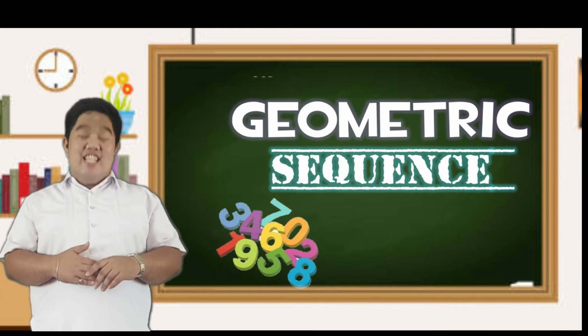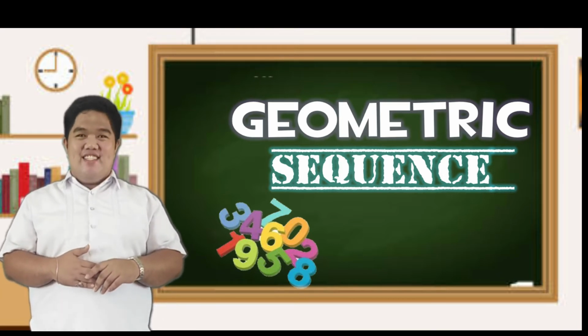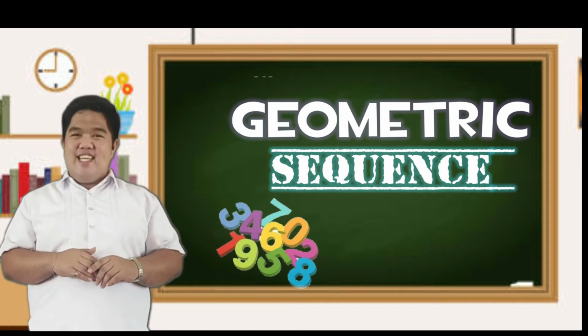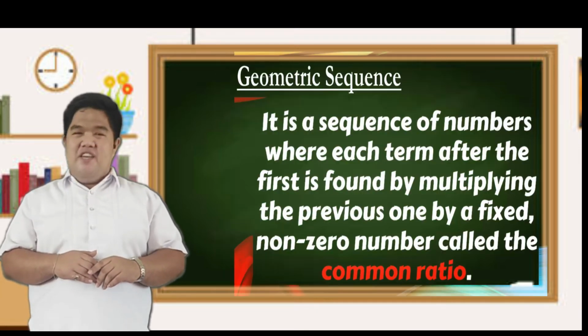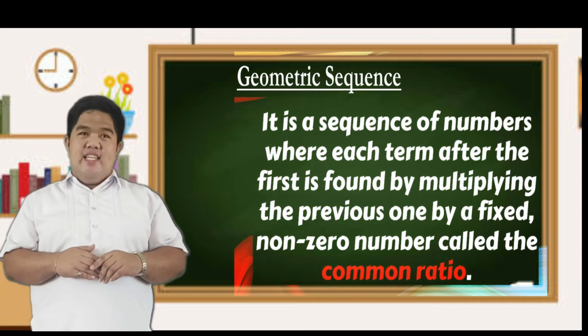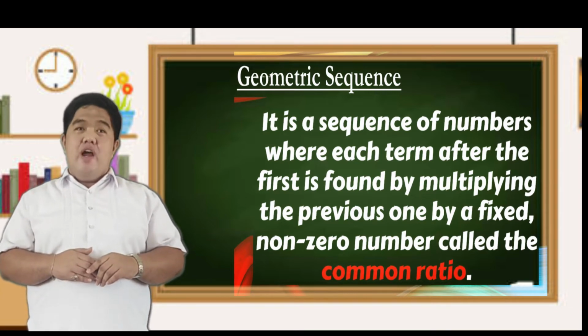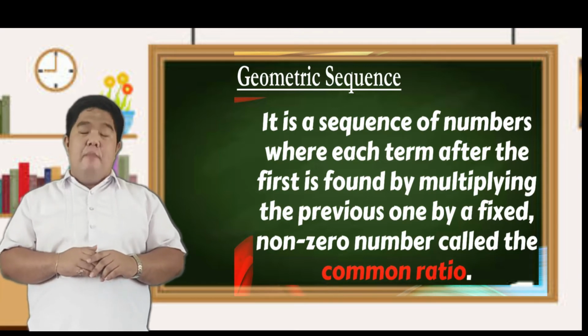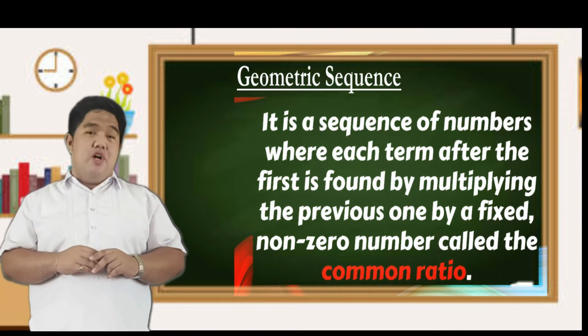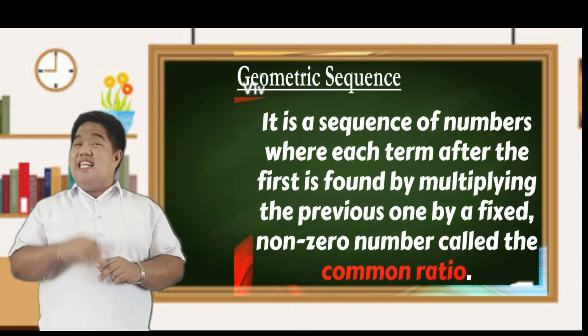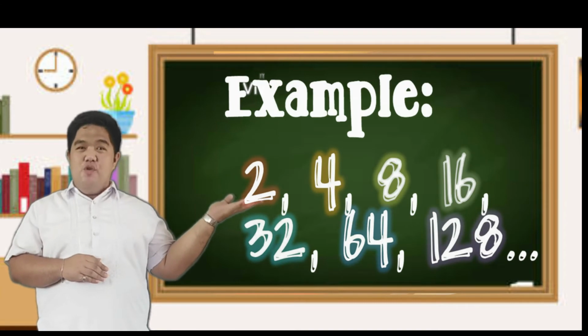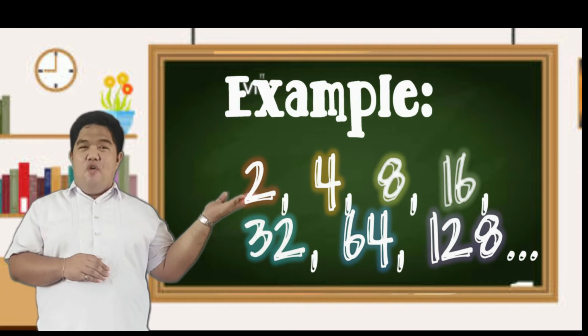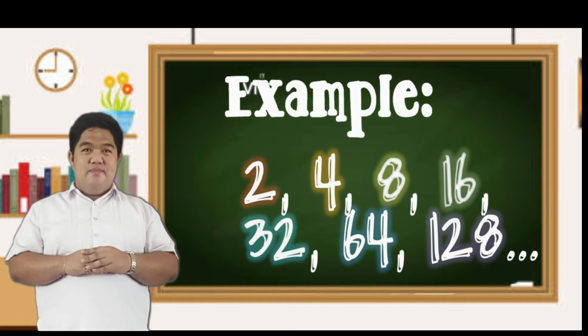So our main topic is all about geometric sequence. But do you know this geometric sequence? According to the definition, a geometric sequence is a sequence of numbers where each term after the first is found by multiplying the previous one by a fixed, non-zero number called the common ratio. Example, if I have here 2, 4, 8, 16, 32, 64, 128, and so on, is this a geometric sequence?